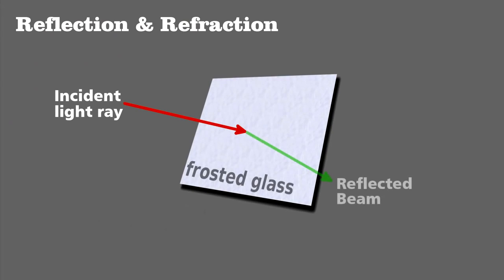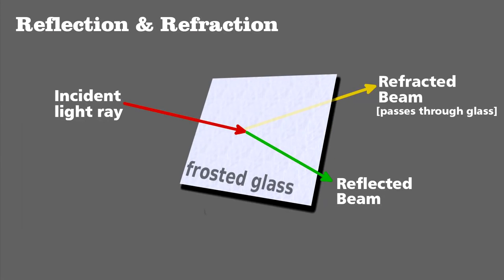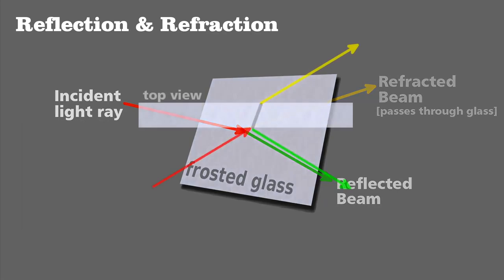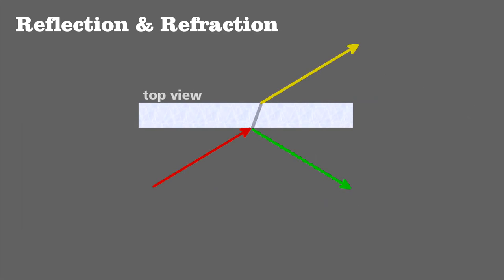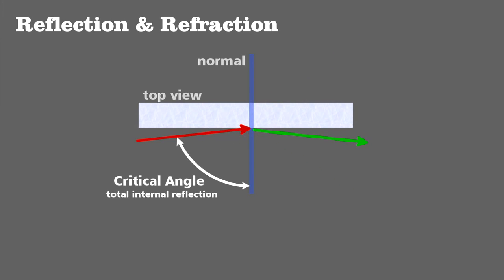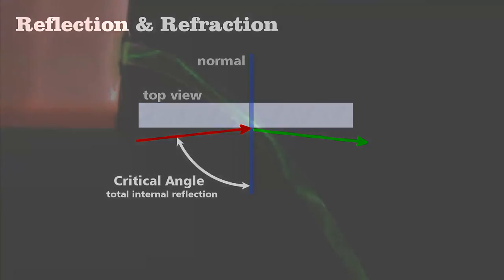Recall that any time light strikes a surface, it can either be absorbed by the material, reflected from it, or pass into and through it. The latter we call refraction. It's easier to see from a top view. Reflection and refraction can happen at the same time, but if a light ray hits the surface at an angle greater than the critical angle, it will be completely reflected and not refracted.